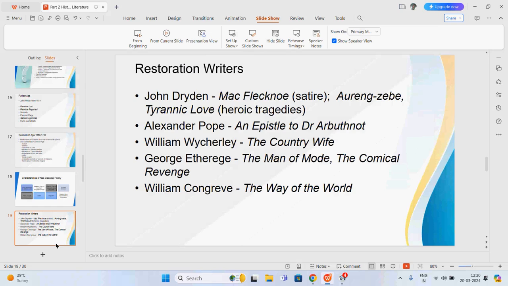It is a mock epic. William Wycherley wrote a play, The Country Wife. George Etherege, The Man of Mode, The Comical Revenge. And William Congreve, famous as a writer of Restoration comedy, wrote The Way of the World.